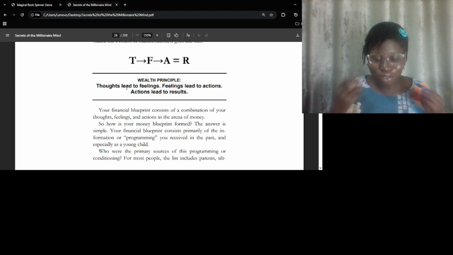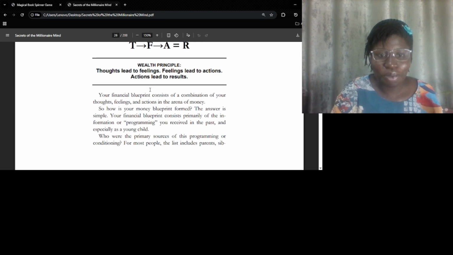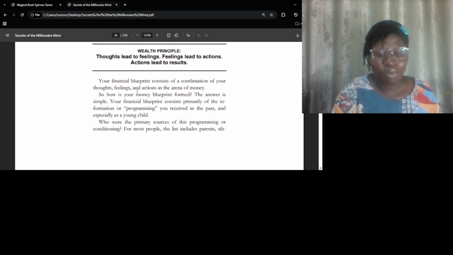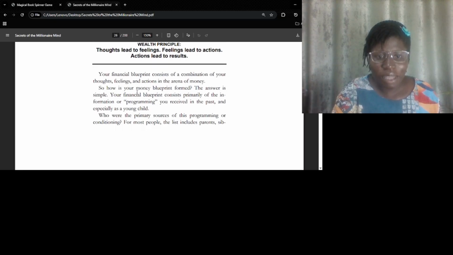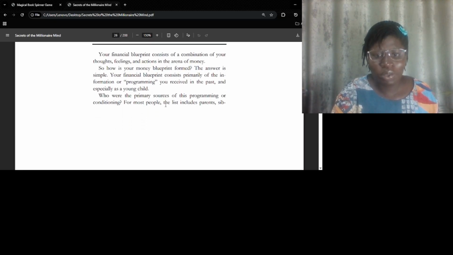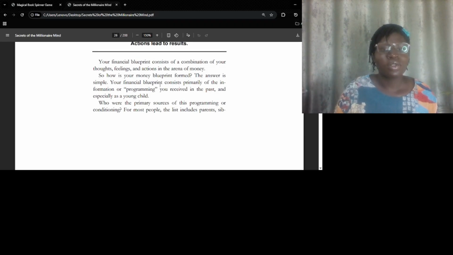I'm just trying to use little instances here and there to get insights from this. And I like that idea of a financial blueprint. And then there's something here. Who were the primary sources of this programming or conditioning for most people? The list includes parents. And I think this speaks so much to the responsibility of parents in raising a certain kind of mindset in a child.